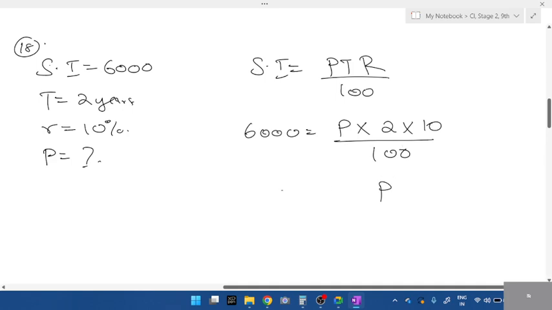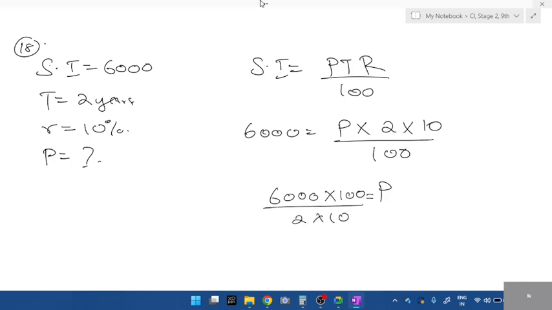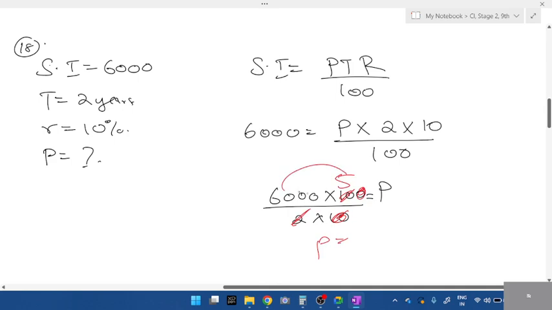Okay, if you want to find P, which one gets multiplied, students? 100. Which one gets divided? 2 into 10. So which one gets cancelled? 10, 10. Next, 2 ones are 2, 5. How much is 5 sixes? 30. Along with 30, how many zeros are there? 3 zeros. So what's the sum we got? Sum is nothing but principal.